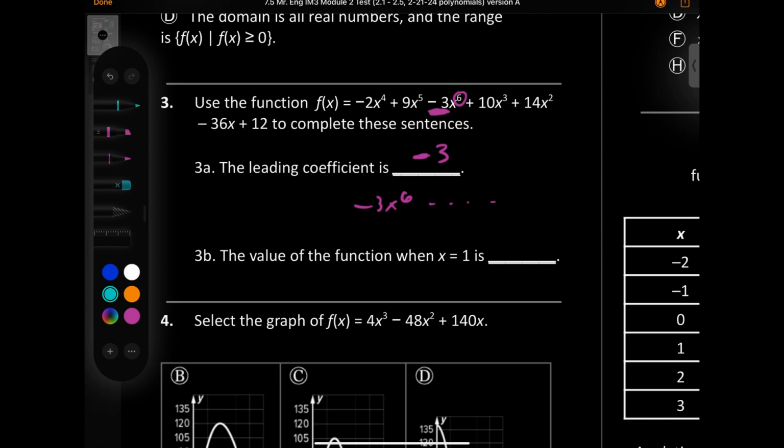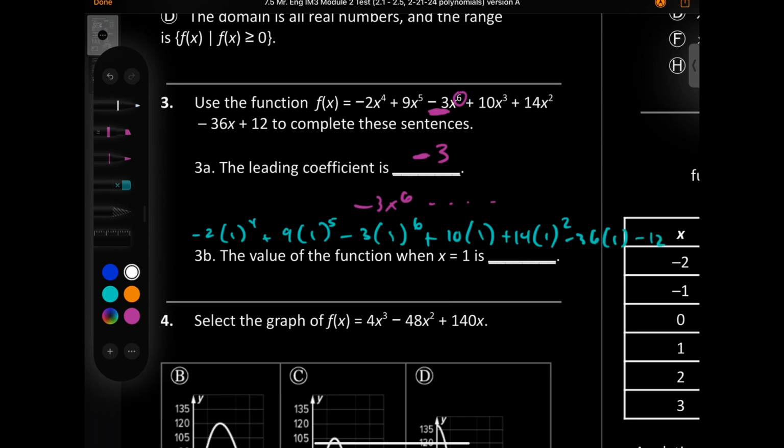What is the value of the function when x is equal to -1? So if I replace x with -1 in all of that, I don't have to put it in order. Okay, so that's going to be -1 times -2. -1 to the 5th is -1 plus 9. -1 to the 6th will be 1.